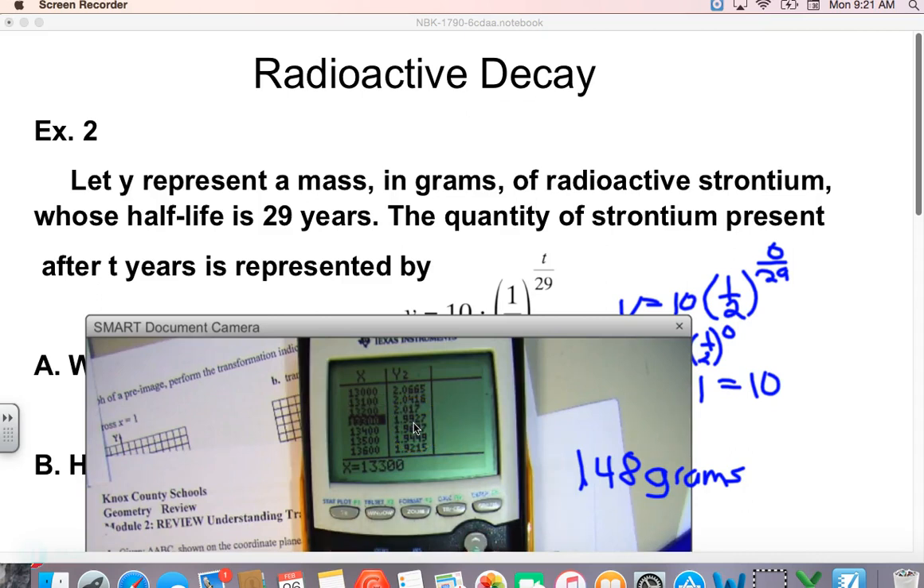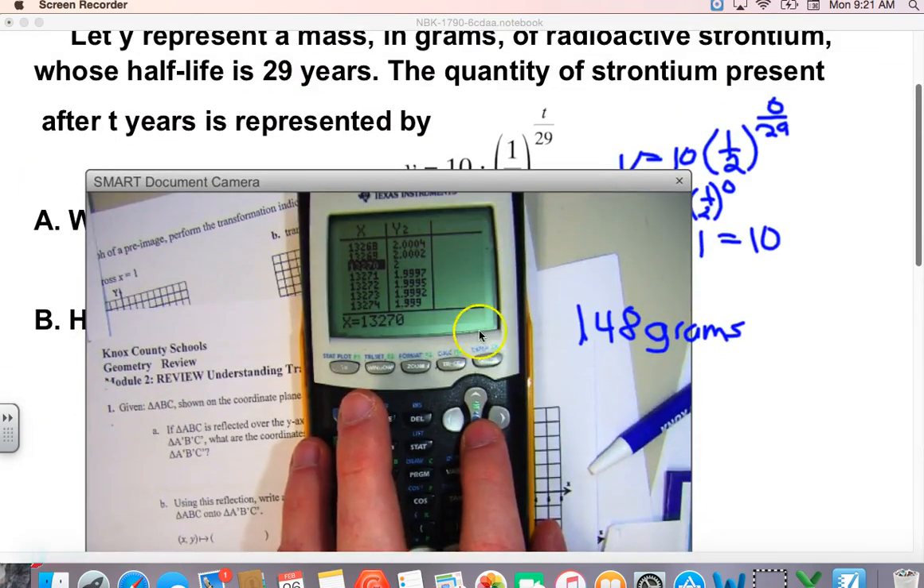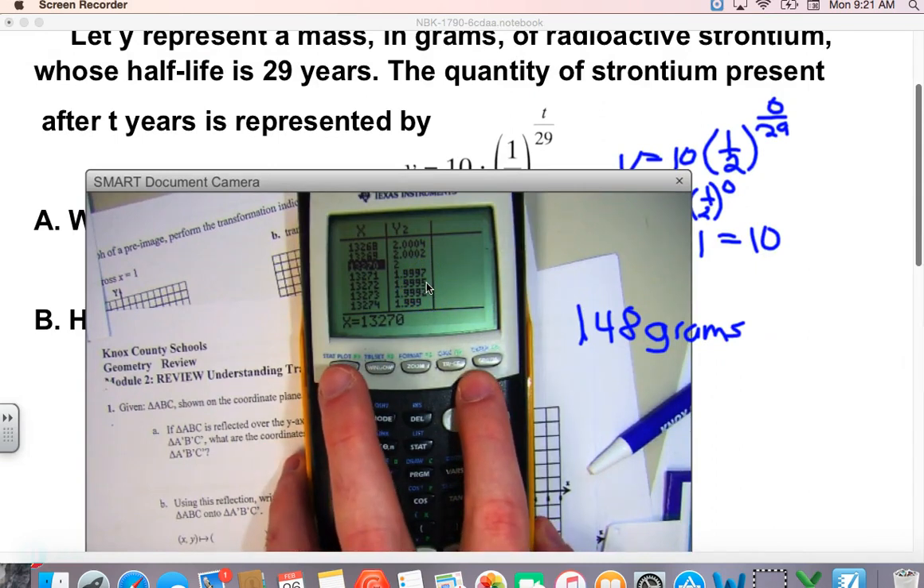So let's make it count down even more, 13,300, and let's make it count by tens, so we can see even smaller numbers. Looks like it's 13,270, and we can make it count by ones if we want to see even closer. 13,270, looks like that's when it's exactly 2. So we'd say 13,270 years.